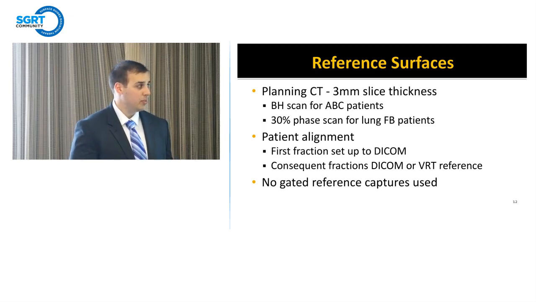For the actual alignment of the patient, on their first fraction, we simply set them up to the DICOM. And during that fraction, if it's an ABC patient and the first breath hold, they would acquire a reference capture, and that reference capture would be used to monitor for that fraction as well as set up for the next fraction. And if there were issues with the setup of that reference capture in the next fraction, we would always resort back to our DICOM data as our standard. And we did not use any gated reference captures.